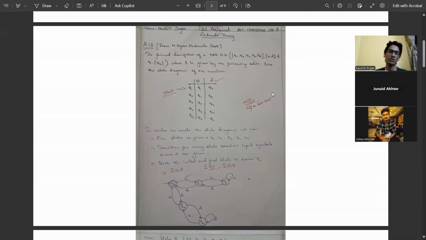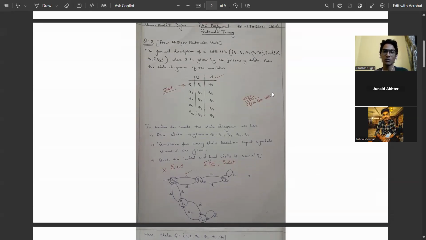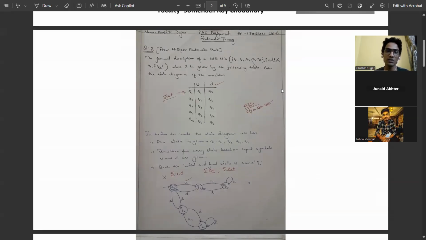Firstly, I've taken a question from Sipser's automata book. The question states that the formal description of a DFA M is given in the form of a 5-tuple. The first element states that there are 5 states: Q1, Q2, Q3, Q4, and Q5. Then we have the input symbols U and D, which are given in the alphabet. Delta is the transition function, and Q3 is both the initial state and the final state here.